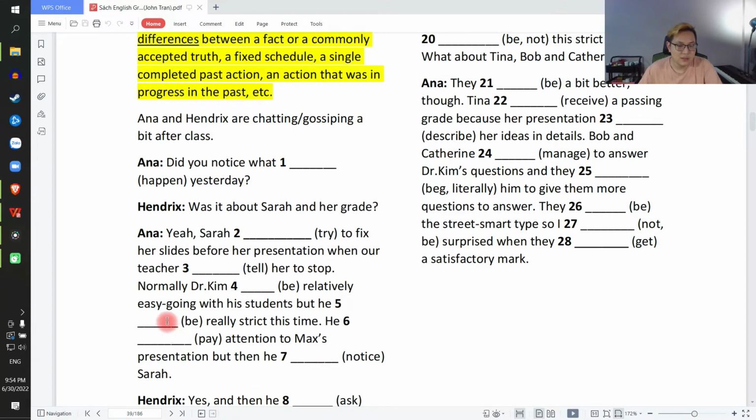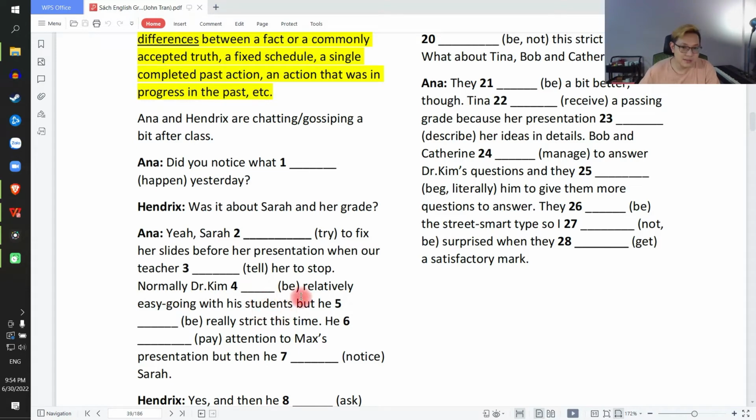Number 4 and number 5. Normally Dr. Kim is relatively easygoing with students. Number 4, you can use used to be, relatively easygoing, if you want to talk about how he usually was, how can I say, a past habit. Cái số 4 này nó có thể là nói về một cái thói quen quá khứ, cho nên mình có thể nói là ông thường là trong quá khứ là làm sao, tương đối là dễ dãi với sinh viên.